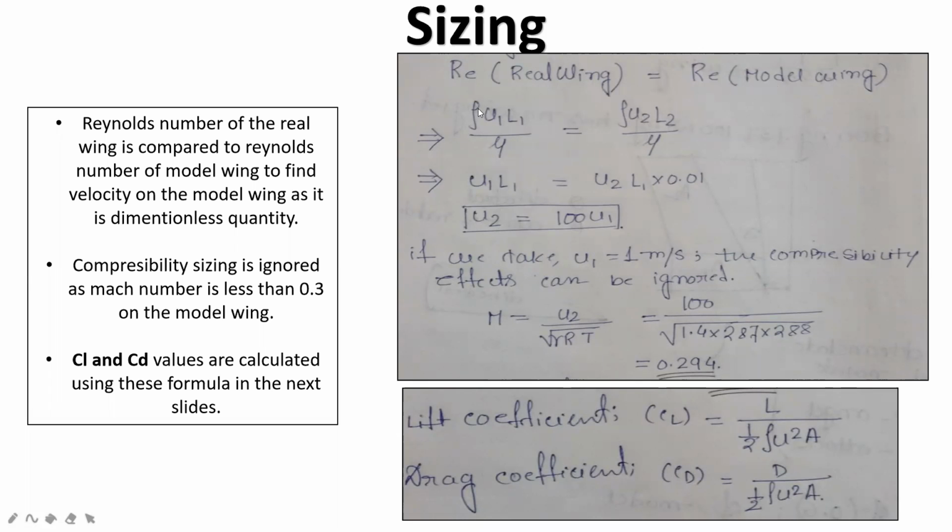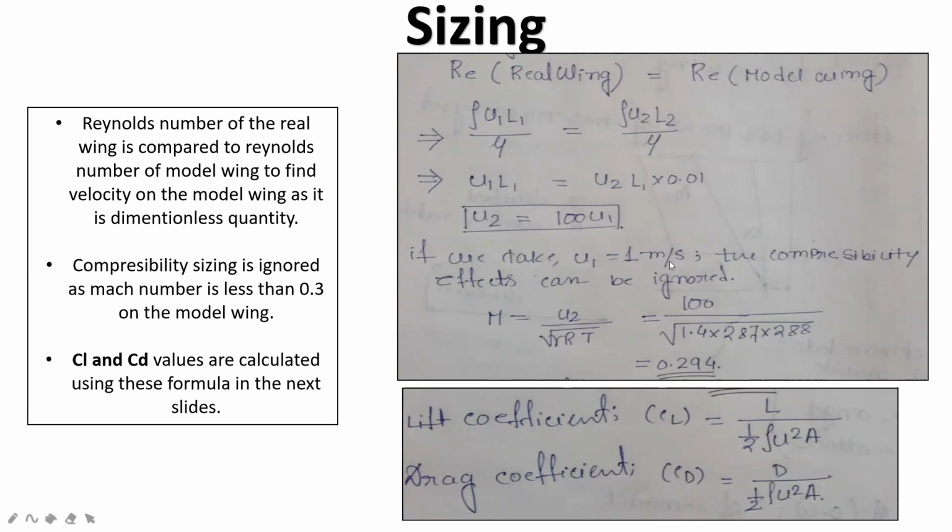We have not changed the density or the viscosity of the fluid for the real wing and the model wing. So it becomes the velocity times the length of the real wing equals the velocity times the length of the model wing. As my teammate Anvesha said, we have scaled down our model by a factor of 100. So this is 0.01, and U2 becomes 100 times U1, which means if 1 meter per second wind flows on the Boeing wing, 100 meter per second should flow on the model wing. That is what we have taken.